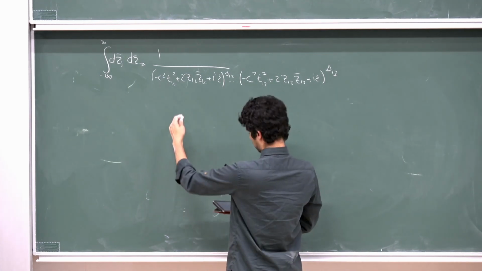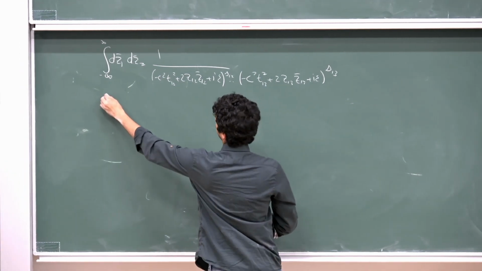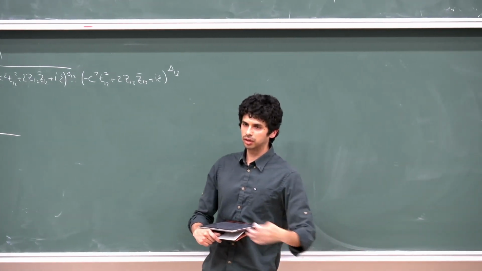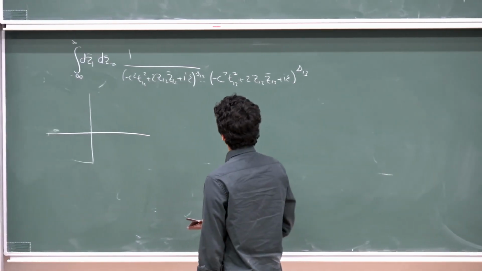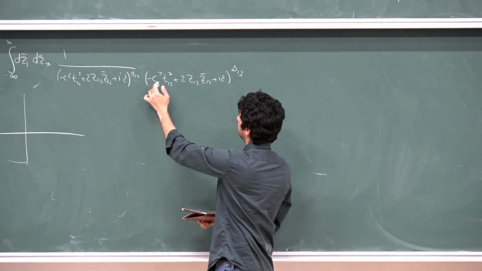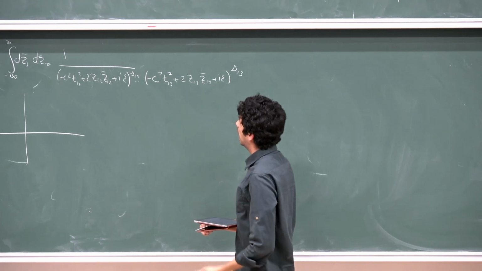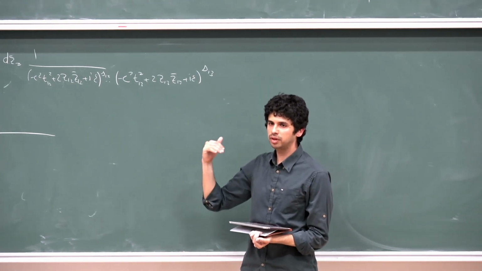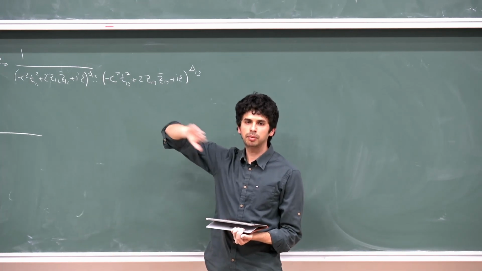We can look at the Z1 bar integral and think of it as a contour integral in the Z1 bar plane. And this has two branch points because of the two denominators that can vanish, and there are branch cuts emanating from these, and they're displaced because of the i epsilon prescriptions.